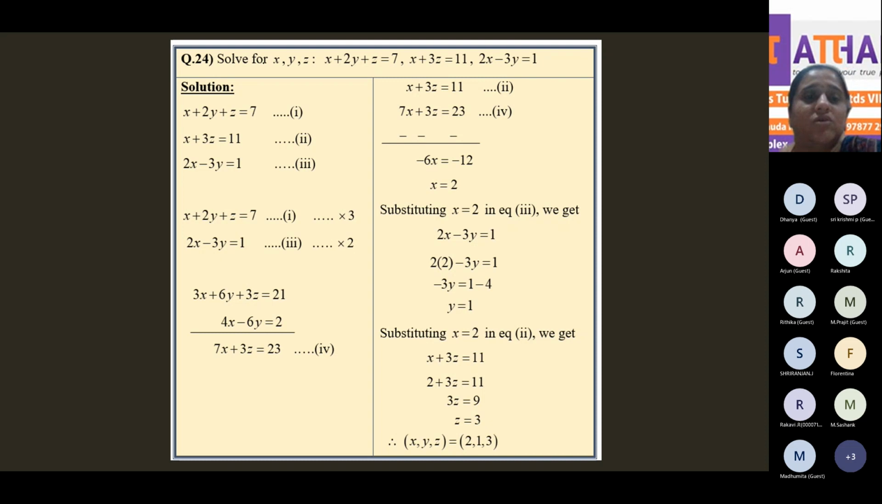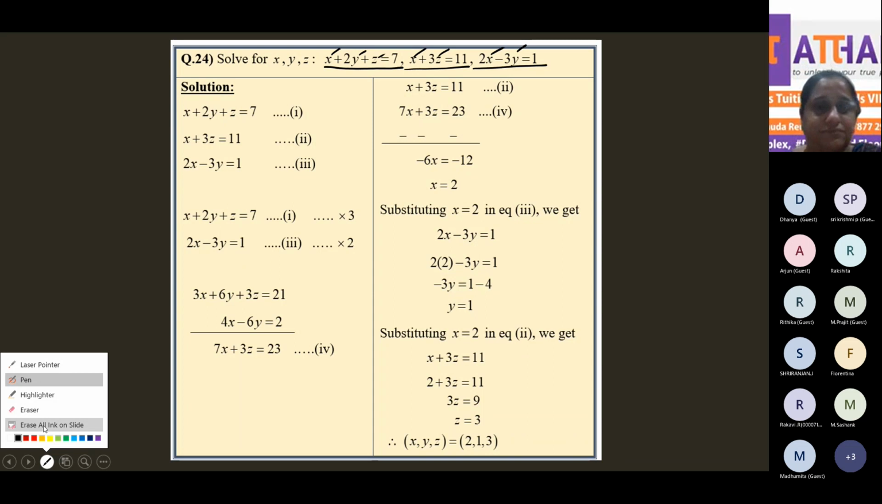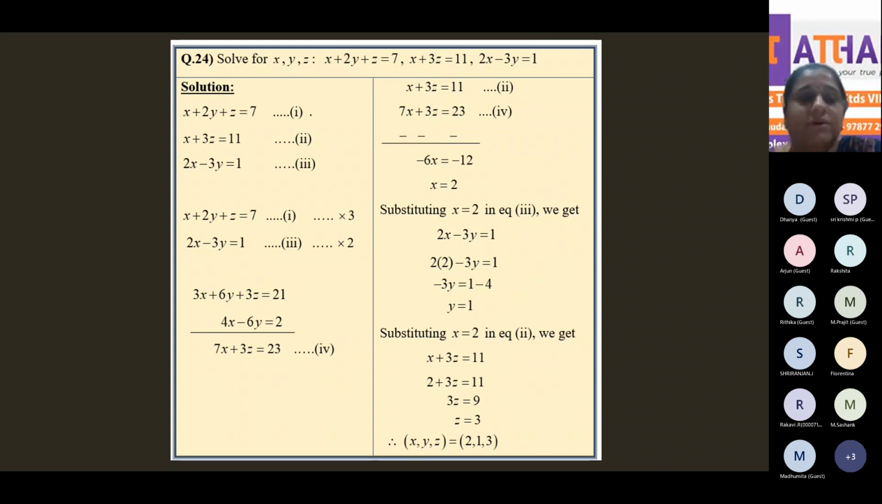So see here, children, solve for x, y, and z. You have three equations in three variables x, y, and z. This is equation 1, in x, y, z. This is equation 2, in x and z. This is equation 3, in x and y. So I've numbered the equations. I've written the equations one below the other. I've called them 1, 2, and 3.